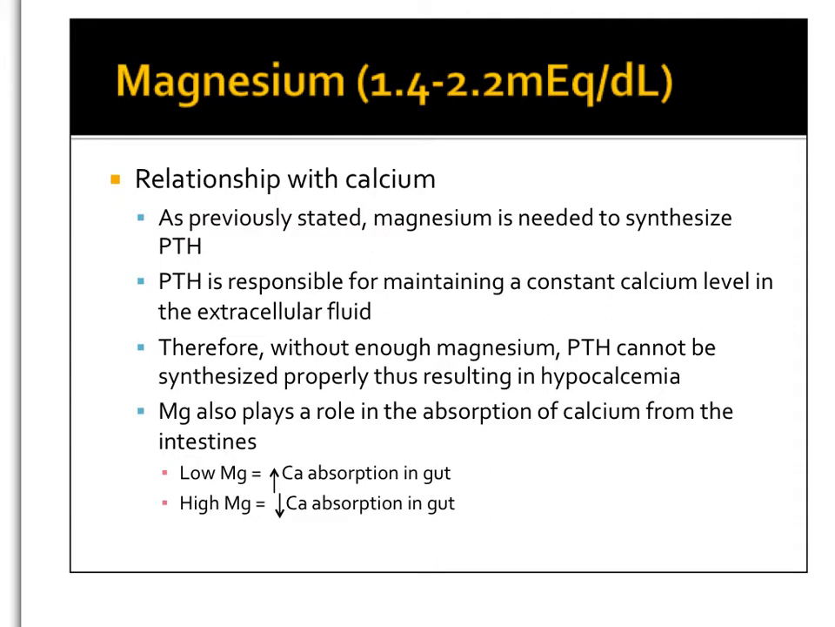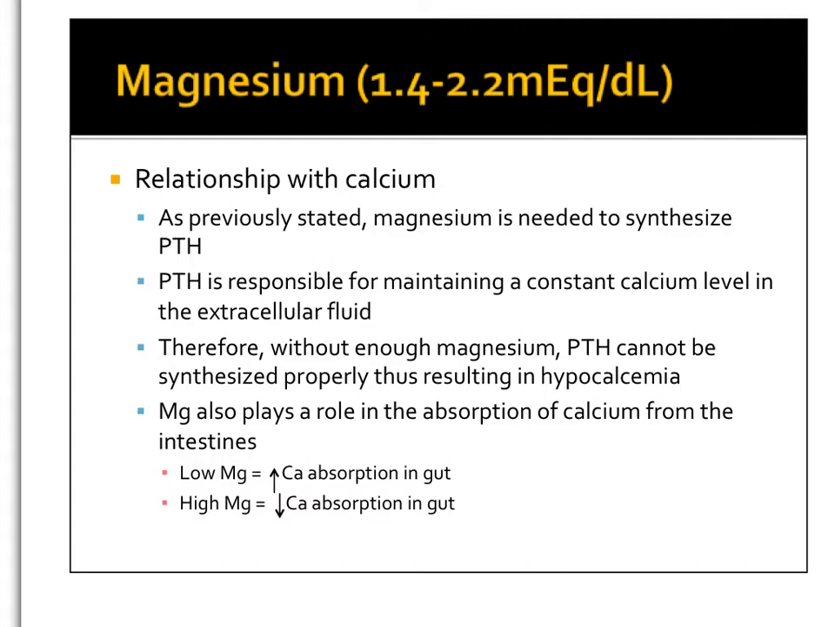And if you don't have parathyroid hormone, you're not going to absorb calcium, and so it's going to result in hypocalcemia. So that's going to be real important later on when we talk about parathyroid disorders. Magnesium also plays a role in the absorption of calcium, like I mentioned earlier. So when there's low magnesium, then you're going to have increased calcium absorption in the gut. And when there's high magnesium, you're going to have decreased calcium absorption in the gut.